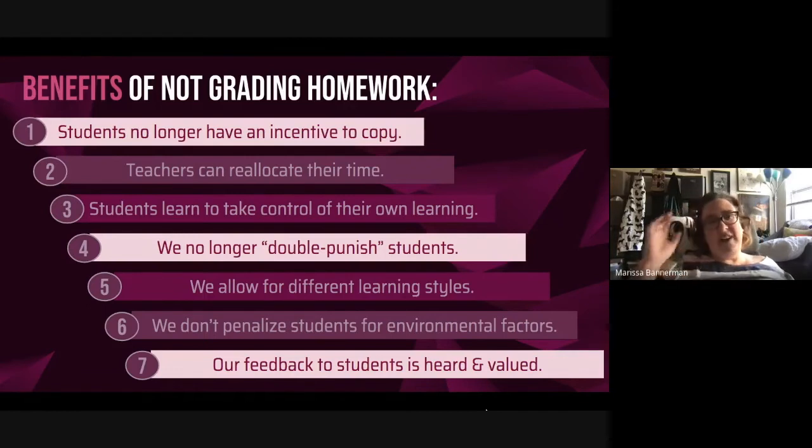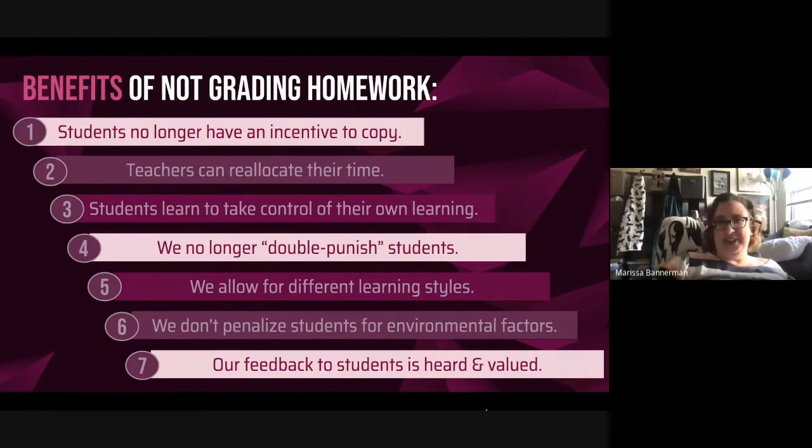And finally, our feedback to students is heard and valued. One of our teacher dreamland situations is that we think that as we're sitting at our dining room tables, making comments and grading and calculating every single point in a rubric, that the student is going to look at this rubric we spent 15 minutes on and absorb and apply all of that feedback on the next assignment. But of course, the reality is starkly different.